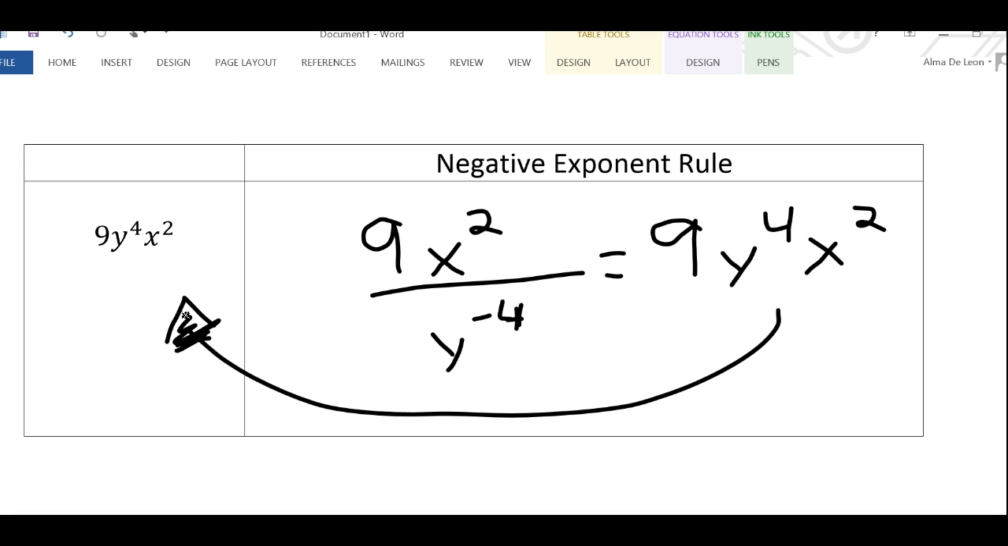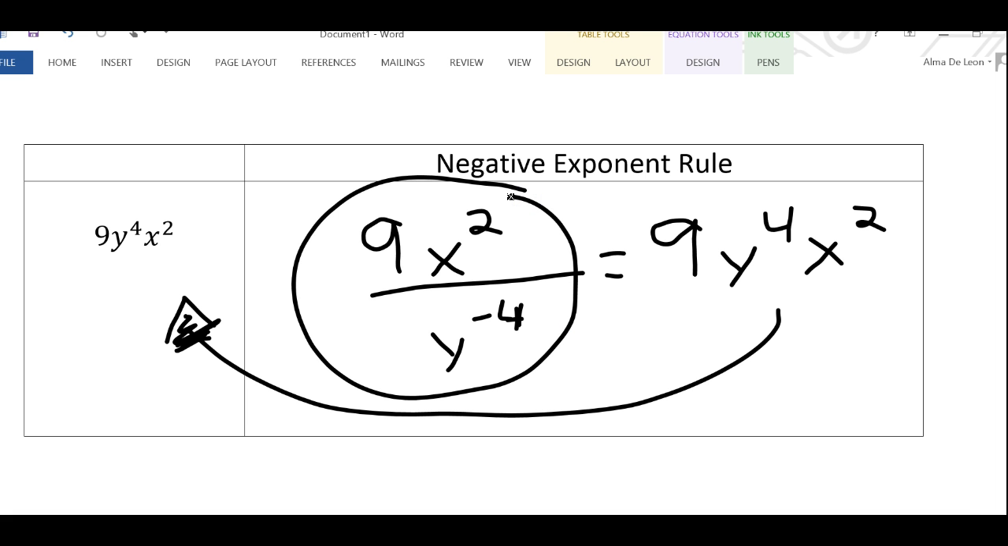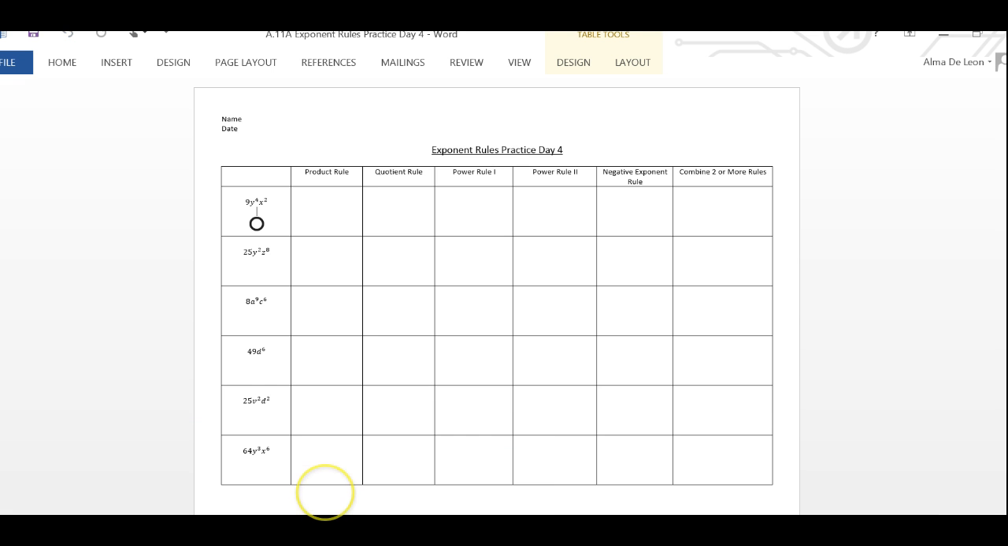So again, I ended up with the exact same solution that I wanted: 9y to the 4th x squared. And this is the problem I came up with. There's a lot of different combinations you can use, so don't feel like this is the only combination that's possible. Okay, so what I want you to do is go back to your paper. We just completed the first space on the column negative exponent rules. I want you to finish up that column, fill in the rest of those spaces.